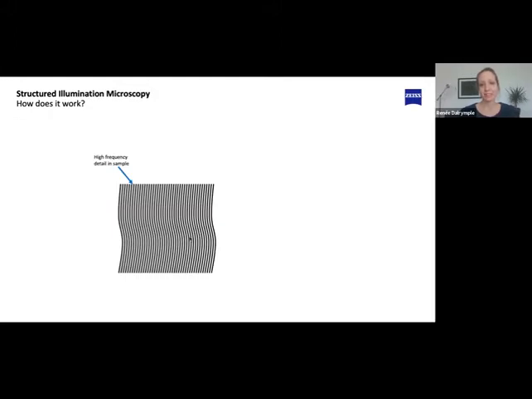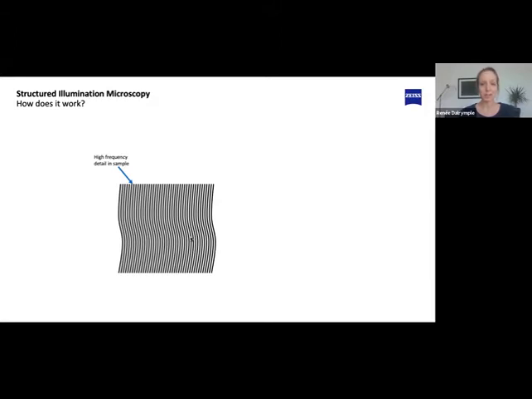But how is that done? So let's take a look at this cartoon and pretend for a moment that these parallel lines here are, let's say, microtubules. Of course, they don't have to be parallel, this is just a cartoon. But what's important is that they are spaced so close together that they actually cannot be resolved with the typical microscope because they're at a high frequency.